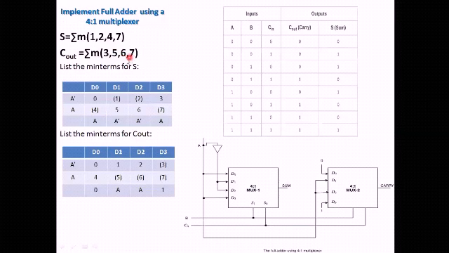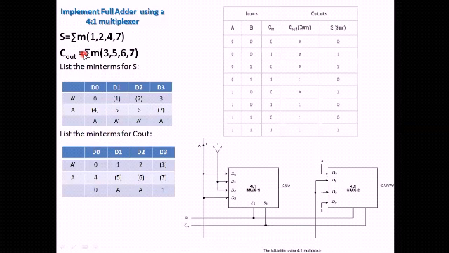Now this should be clear to all of you, how we are getting the sum and the C out. From here, we are listing the min terms for sum, and similarly, we will list the min terms for C out. After that, we will get the input values, and after that, we will draw the circuit.